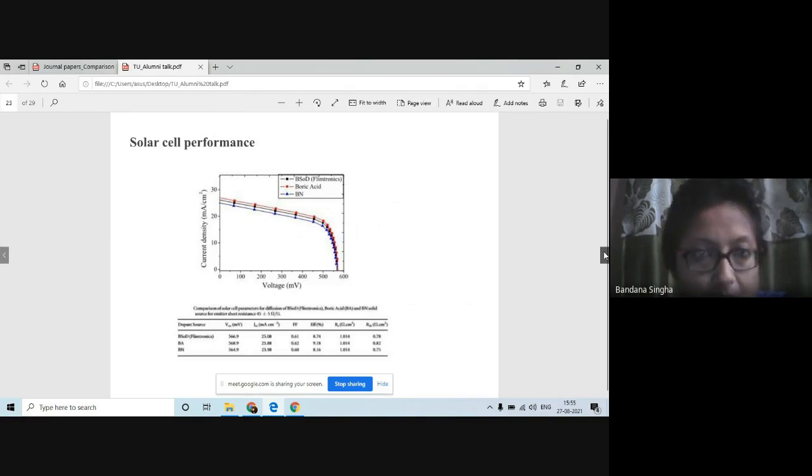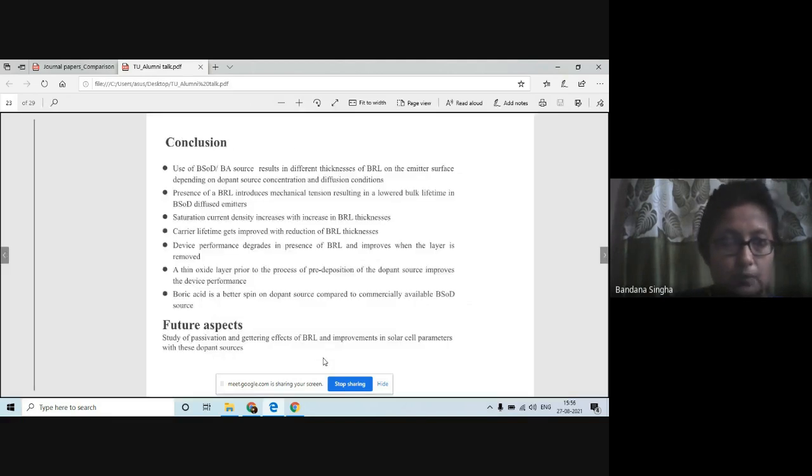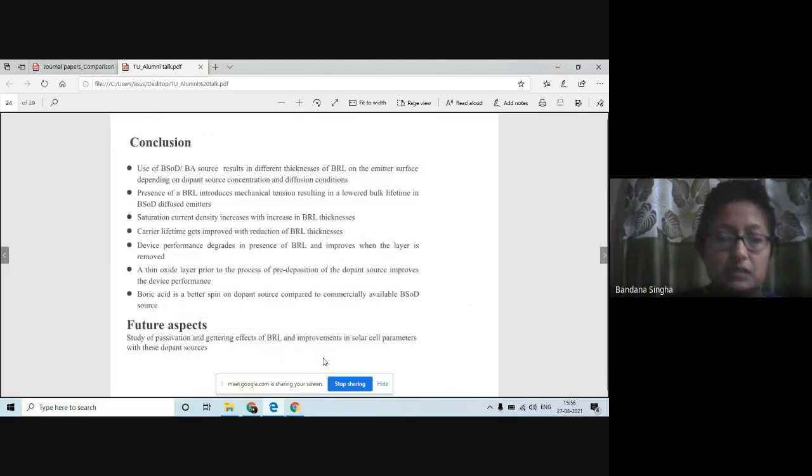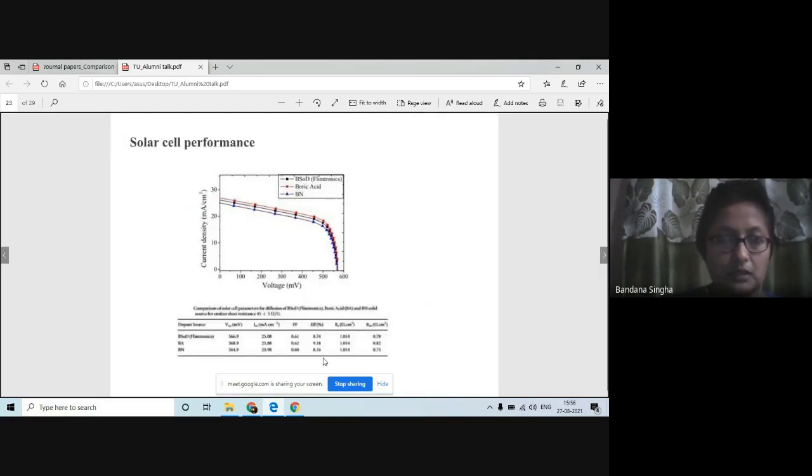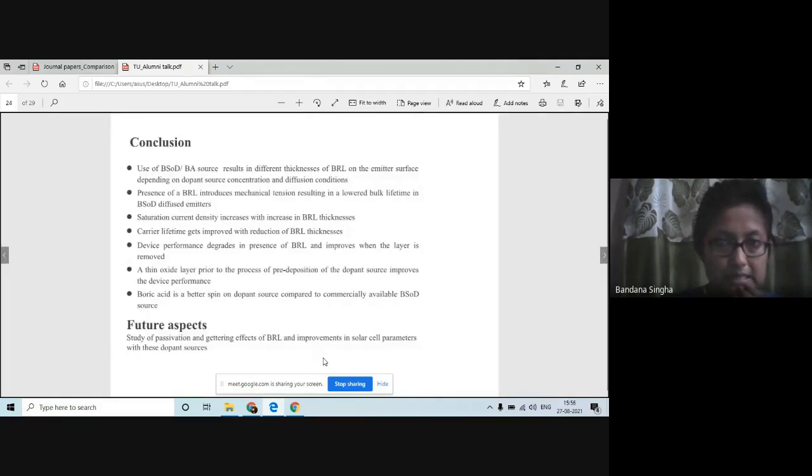And for the solar cell performance, for an average sheet resistance value of 45 ohms per square, the best result is obtained for the boric acid diffused sources, then the Plimptonics boron spin-on dopant sources, and the lowest performance was seen for the boron nitride solid sources. So this is all that I have for today's discussion.